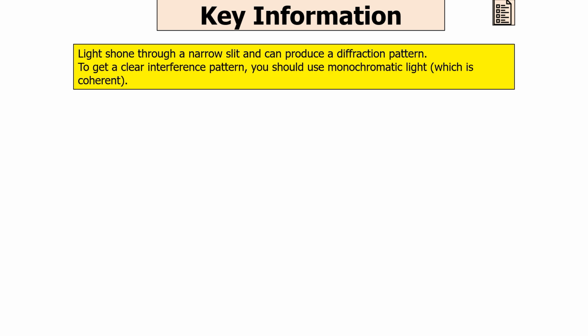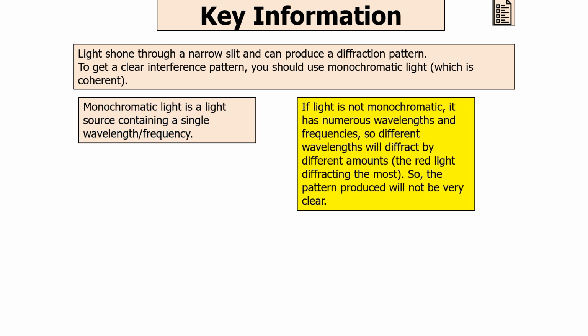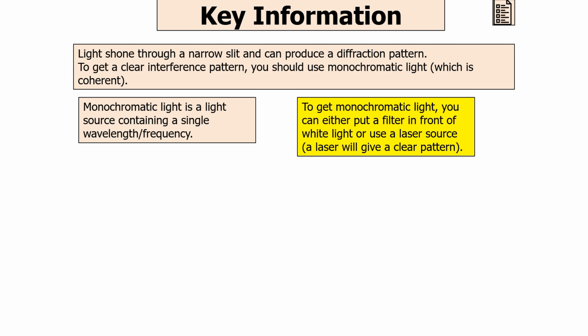Now light shone through a narrow slit can produce a diffraction pattern. To get a clear interference pattern, you should use monochromatic light, which is coherent. Monochromatic light is a light source containing a single wavelength and frequency. If light is not monochromatic, it has numerous wavelengths and frequencies, so different wavelengths will diffract by different amounts, the red light diffracting the most, so the pattern produced will not be very clear. To get monochromatic light, you either place a filter in front of the white light or use a laser source, so a laser will give a clear pattern.